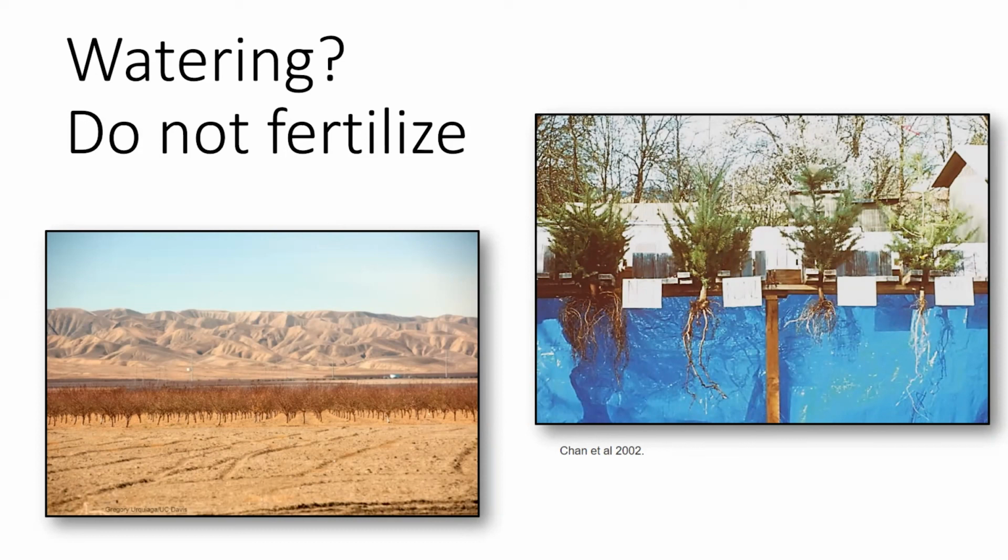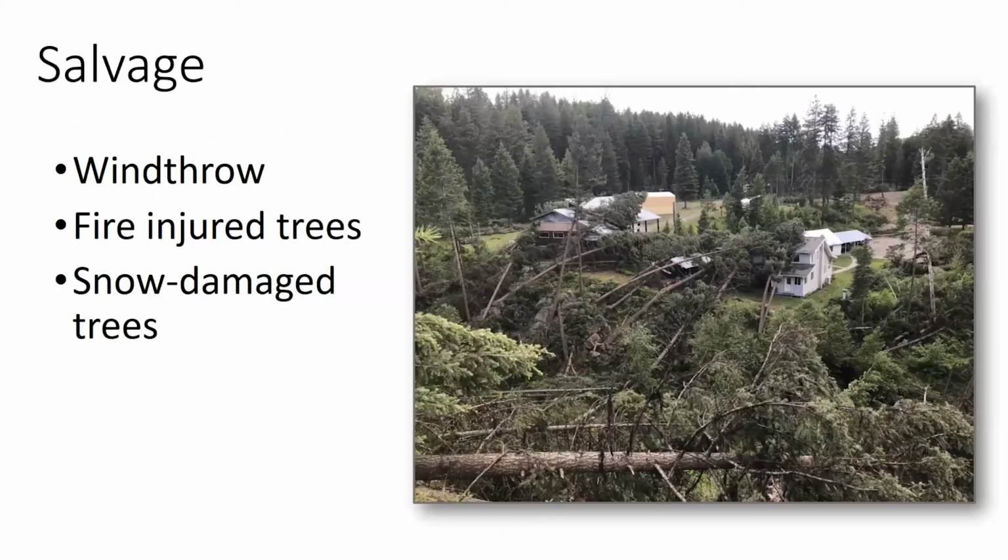And also, I do not suggest fertilizing, simply because when you fertilize, trees tend to produce more foliage, and the more foliage they have, the more water they need. And it's best just to let the trees decide how many needles they need in order to keep themselves alive. And then finally, if you have a wind throw event, if you have fire injured trees or snow damaged trees, you want to get rid of those as quickly as possible so that you don't start a bark beetle infestation on your property.